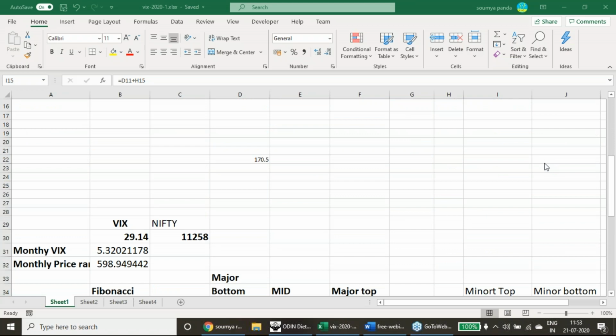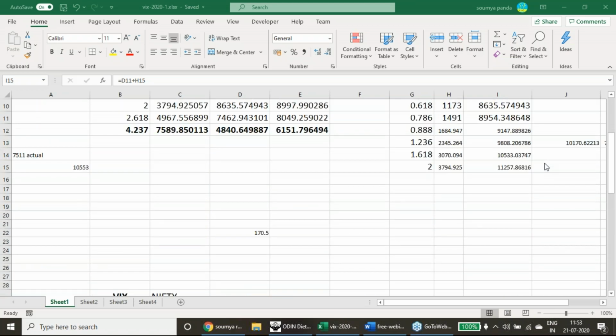Everything has happened. Now, way forward, if it is touching 11,258, beyond this, what needs to be done? What will be the bottom and top of this? Can we use the same 83% of VIX, or can we use something different? So these are the things I am going to describe today.